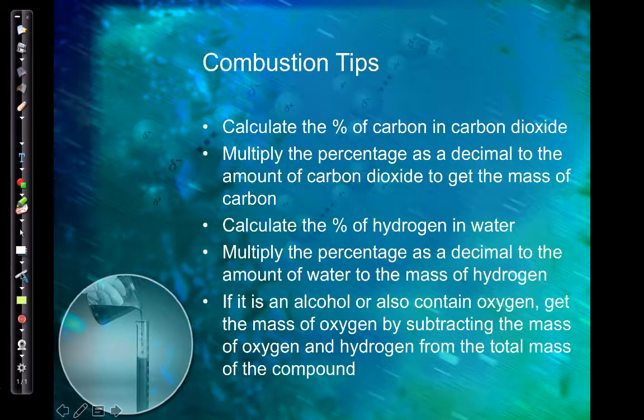All right, so for combustion, what you're going to do is calculate the percent of carbon in carbon dioxide. You're going to multiply that percentage as a decimal by the amount of carbon dioxide. That gives you the mass of carbon by itself. Do the same thing for the hydrogen. Okay, if it's an alcohol, which they will not always be alcohols, you're going to get the mass of the oxygen by subtracting the mass of carbon and hydrogen from the total mass of the compound.